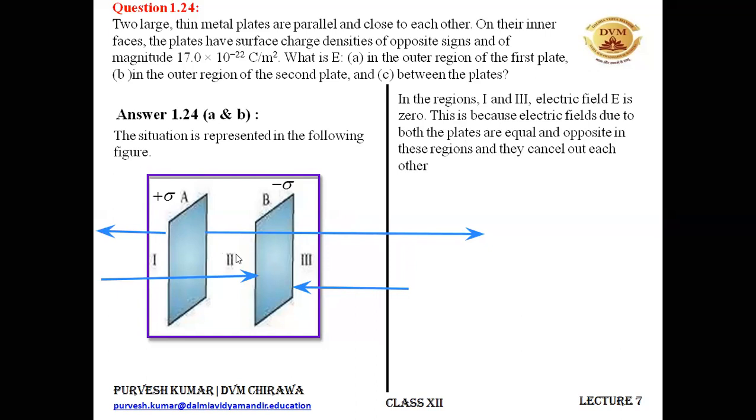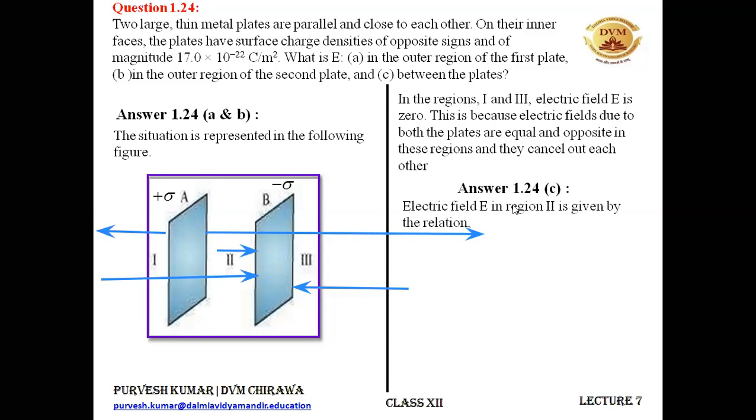And in region 2, the electric field because of sheet A is in this direction, and because of sheet B is also in the same direction. That's why in region 2, both the electric fields add up each other, and the situation becomes like this. You can see it in region 2. You can calculate the electric field as sigma upon 2 epsilon naught plus sigma upon 2 epsilon naught. Why so? Because they are acting in the same direction in region 2. In region 1 and 3, they are acting in the opposite direction.